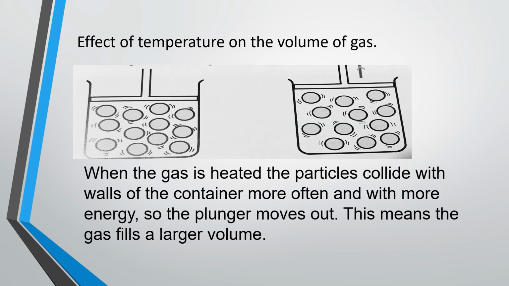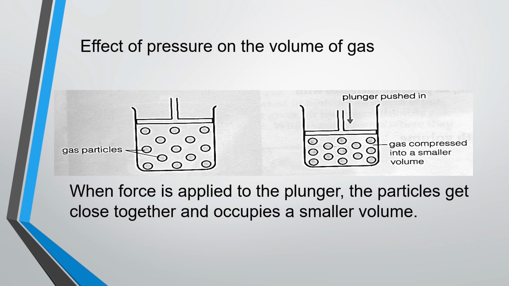Effect of temperature on the volume of gas. When the gas is heated, the particles collide with the walls of the container more often and with more energy. So the plunger moves out. This means that the gas fills a larger volume. Effect of pressure on the volume of gas. When force is applied to the plunger, the particles get close together and occupy a smaller volume. So when the pressure on the gas is increased, the volume of the gas decreases.